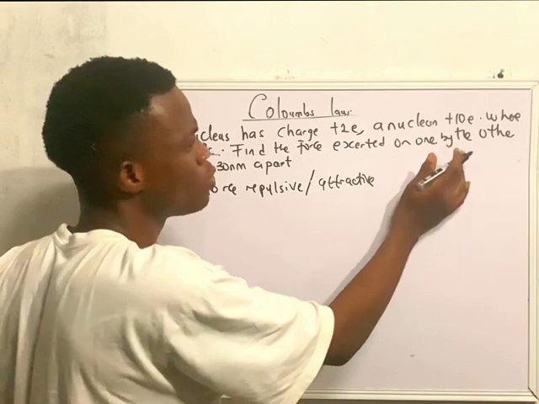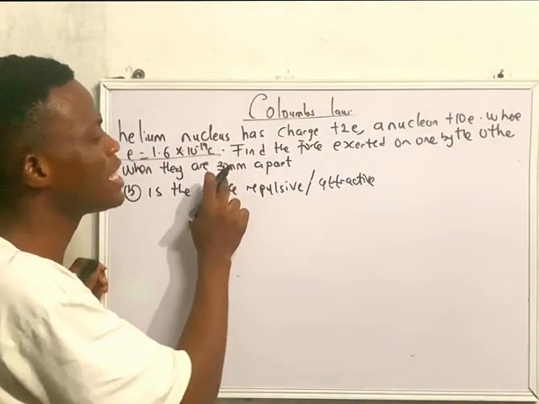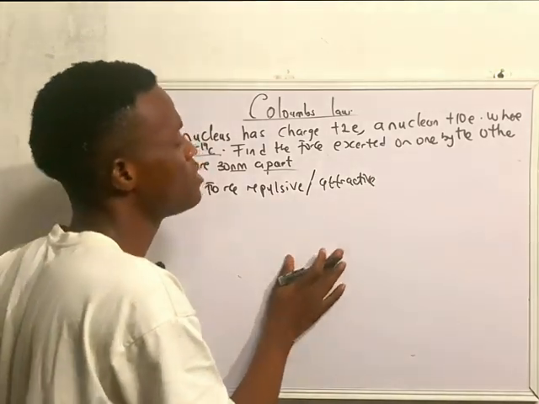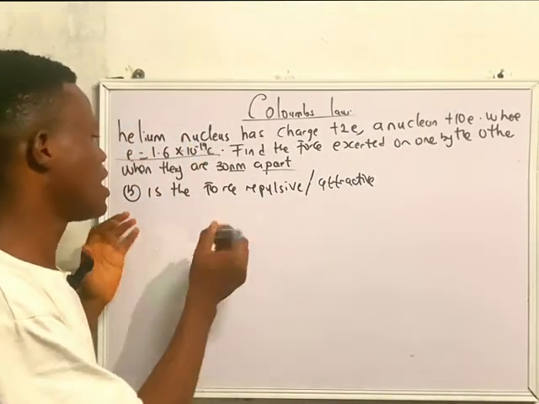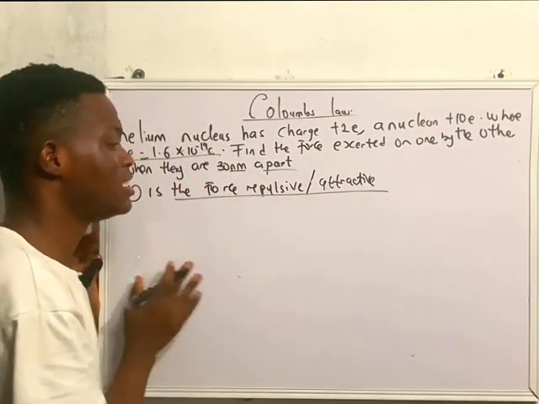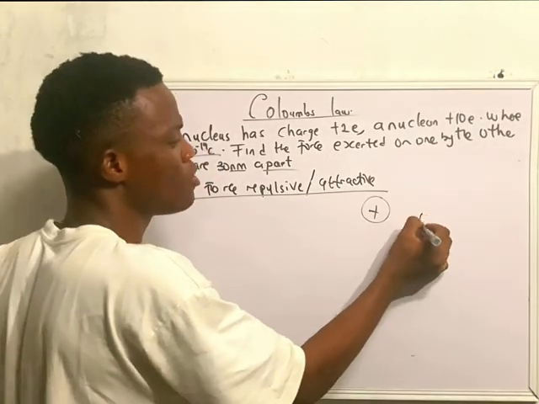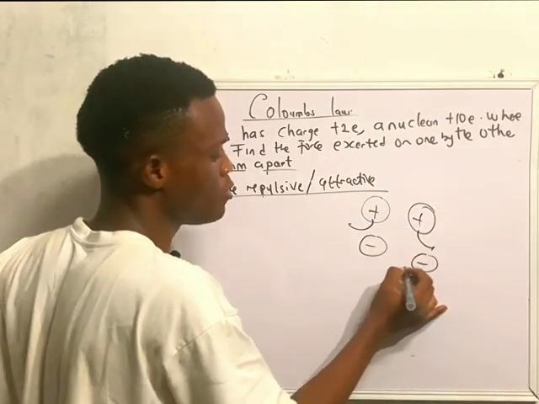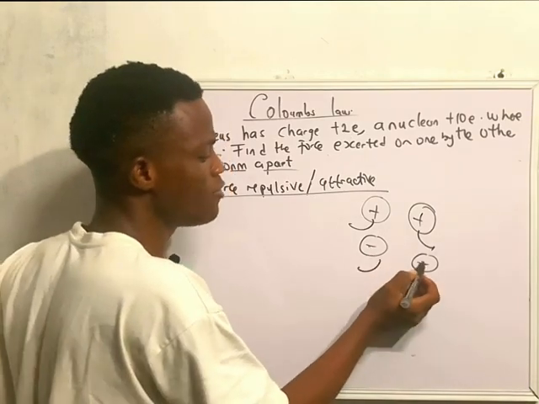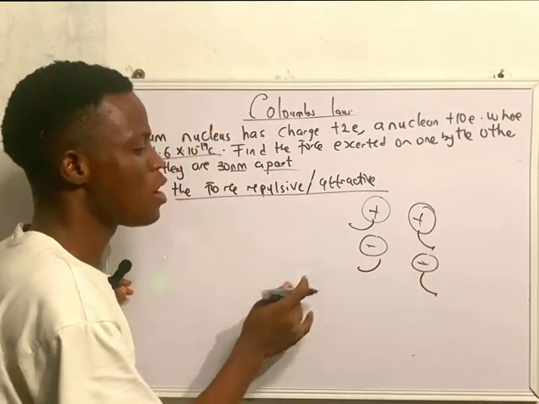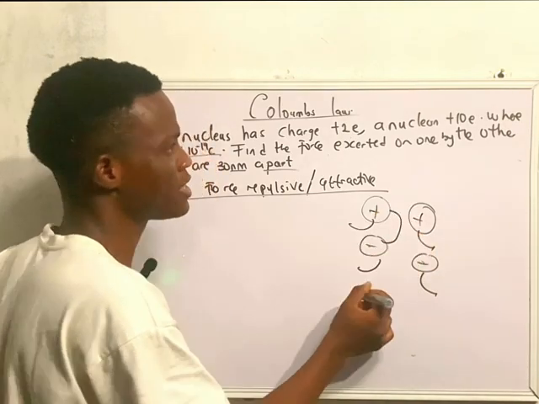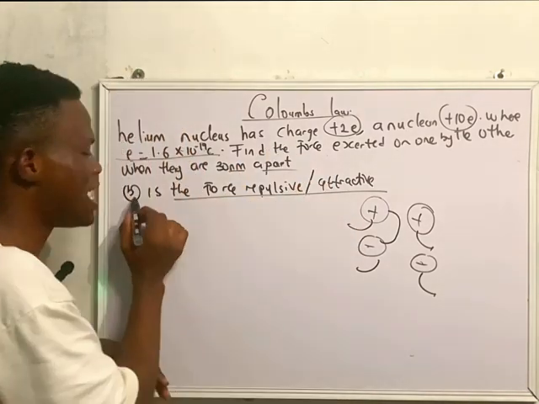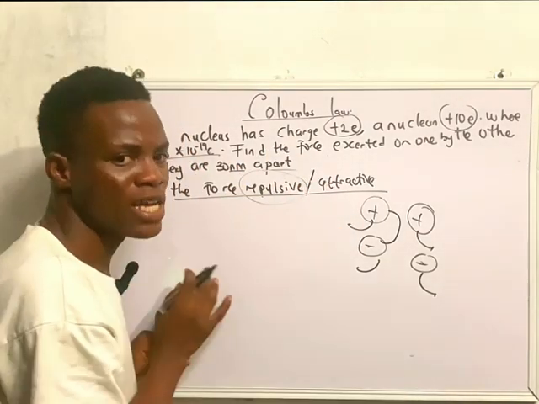Find the force exerted on one by the other when they are 30 nanometer apart. And number two, is the force repulsive or attractive? Even before we continue solving, this one we can detect. I told you the other time that a boy and a boy will repel, and a girl and a girl will also repel, but a boy and a girl will attract. Now we have positive 10 and also positive 10, they will repel. That means the answer for this B is repulsive. Are you getting the point at all?